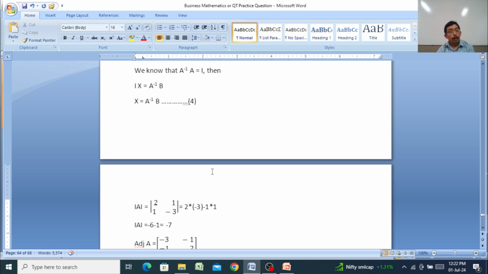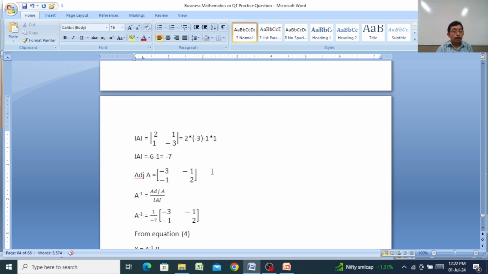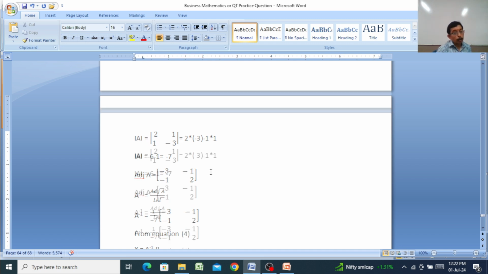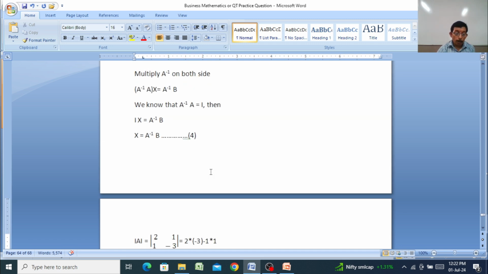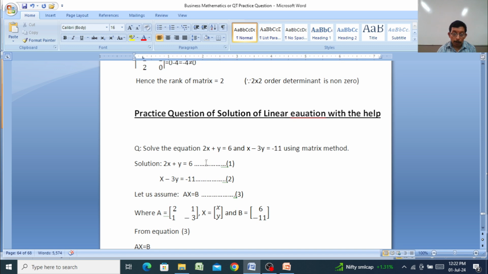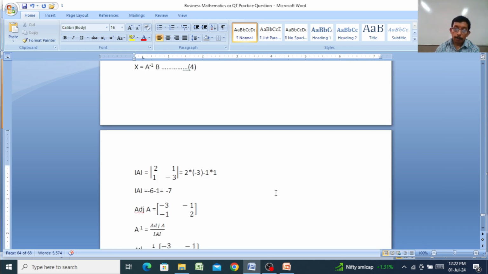Also check your answer with the help of the equation, whether it is right or wrong. If the values of x and y satisfy the given equation, then your answer is right. If they are not satisfied, then the answer is not right. Is it clear, everyone? This is the solution of the given equation. Now we come to the next question.